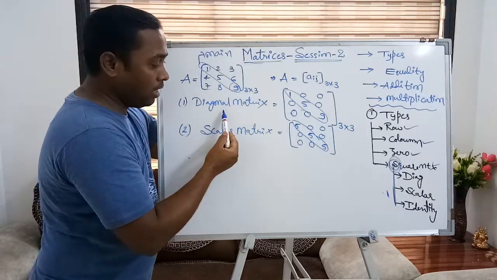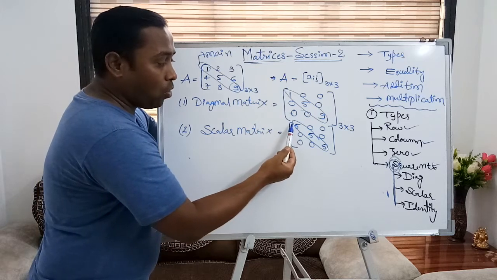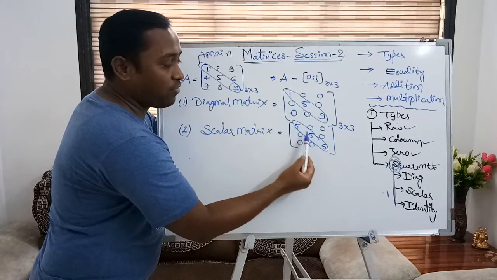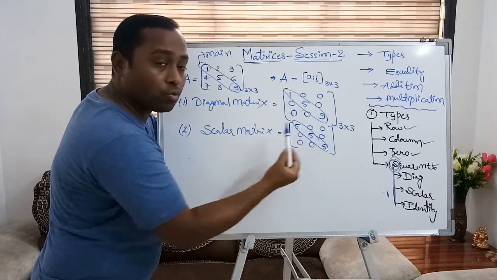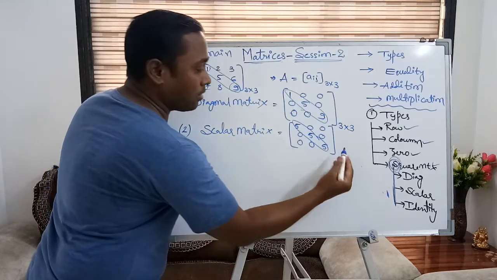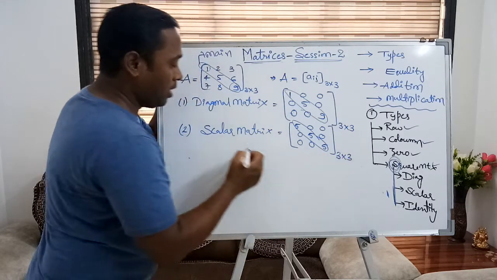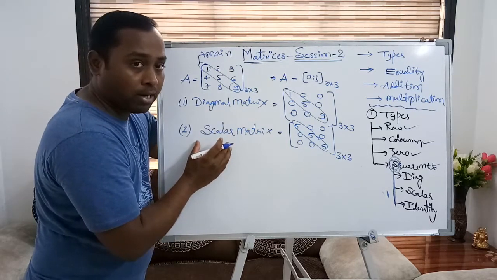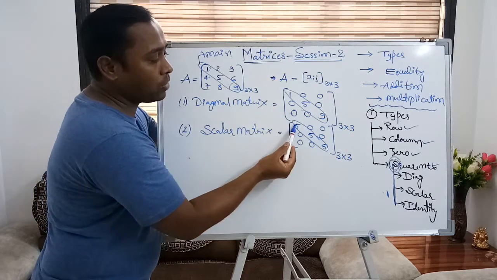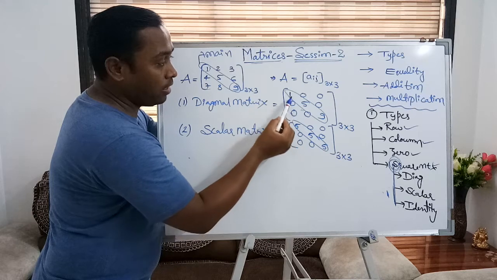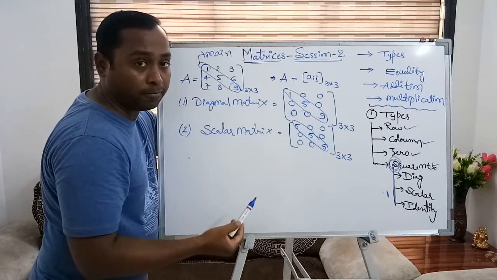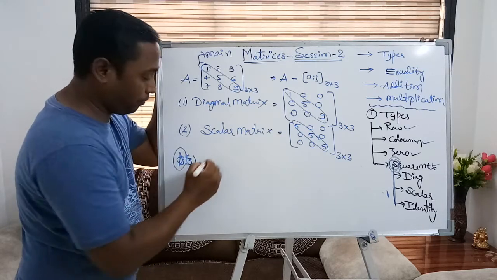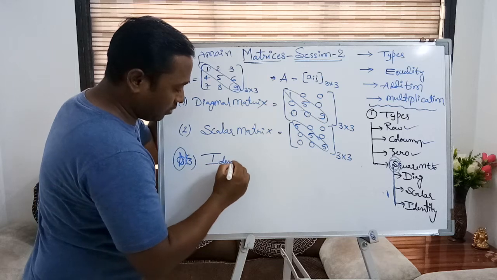I repeat, in a diagonal matrix, if all the diagonal elements are the same, like 5 5 5, or minus 5 minus 5 minus 5, or it may be 2 2 2, in this case the square matrix or diagonal matrix is called a scalar matrix. So a diagonal matrix is said to be a scalar matrix if all the diagonal elements are the same. But in a diagonal matrix, the elements may or may not be the same. Coming to the third, which you use more importantly, the identity matrix.